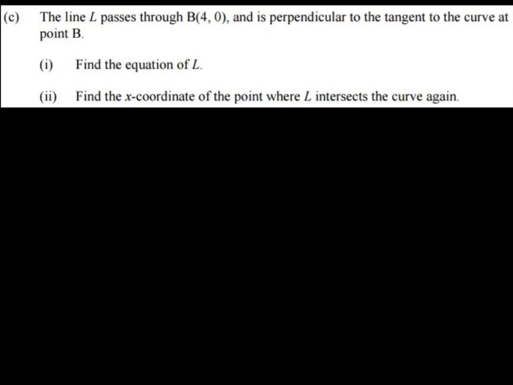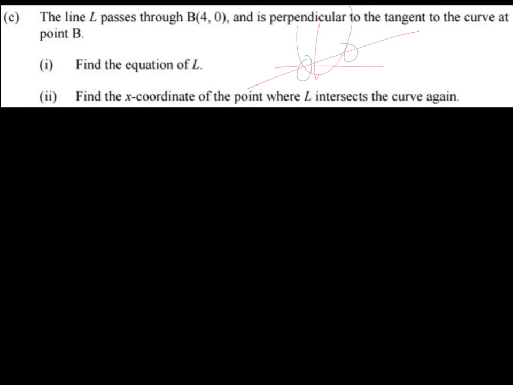In part 2, we're asked to find the x-coordinate of the point where line L intersects the curve again. So essentially, you've got, crudely, a quadratic and a linear function. Now we can see that there's going to be 2 points where the straight line intersects the function. We found one of them. We were essentially asked to find the other.